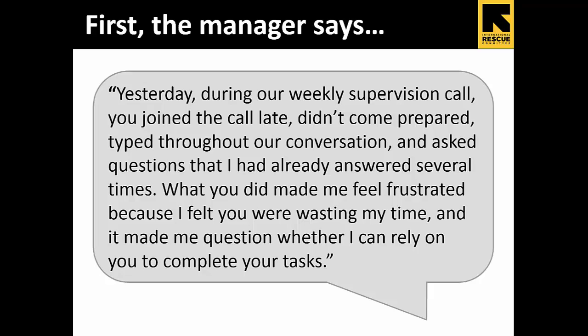First, the manager says, "Yesterday, during our weekly supervision call, you joined the call late, didn't come prepared, typed throughout our conversation, and asked questions that I had already answered several times. What you did made me feel frustrated because I felt you were wasting my time, and it made me question whether I can rely on you to complete your tasks."